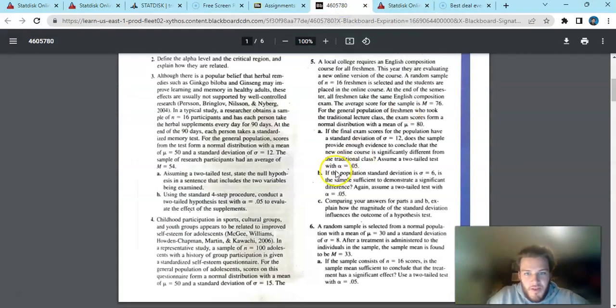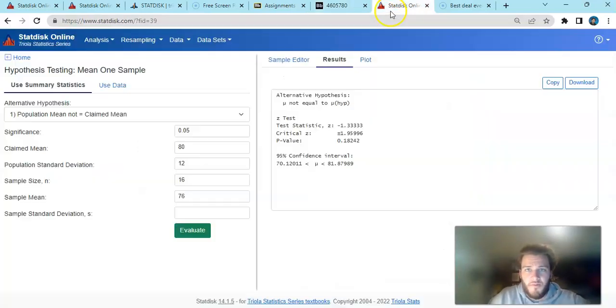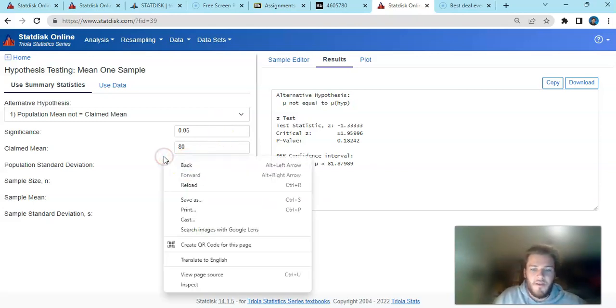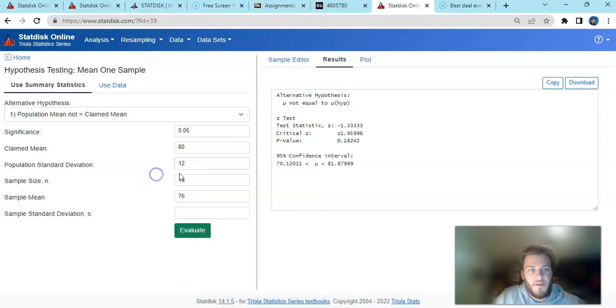So then we move on to part B. If the population standard deviation is 6, is the sample sufficient to demonstrate a significant difference? And we have the same critical region. The only difference that we're going to make here is that our standard deviation is going to change from 12 to 6. And we're going to evaluate this.